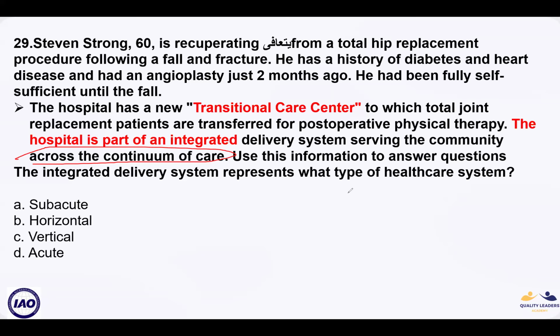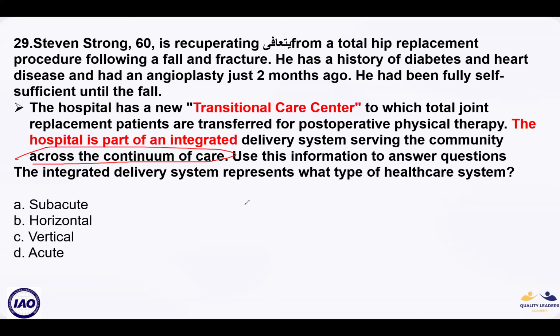So here it's asking, the patient has undergone a successful hip replacement surgery. The hospital has a transitional care center. Post-operative physiotherapy is done. It's an IDS. A hospital is part of an IDS which is serving across the continuum of care. What sort of organization is it? As far as remembering the types of IDS are concerned, horizontal and vertical.